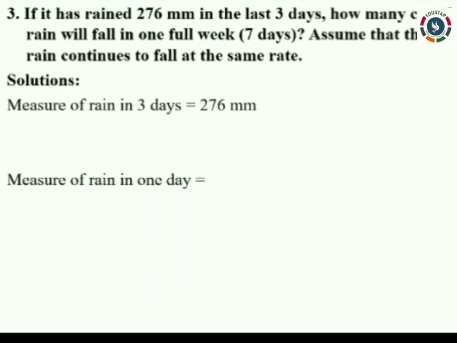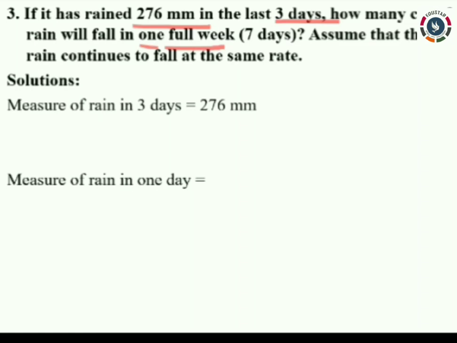In exercise 12.3, question number 3: if it has rained 276 millimeter in the last 3 days, how many centimeter of rainfall in one full week? Assume that the rain continues to fall at the same rate. In 3 days, 276 millimeter, right? You have to find the rainfall in 1 week, that is 7 days, right?